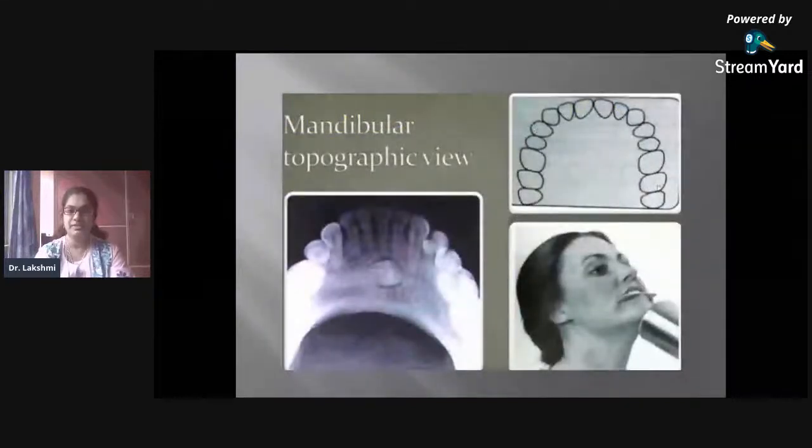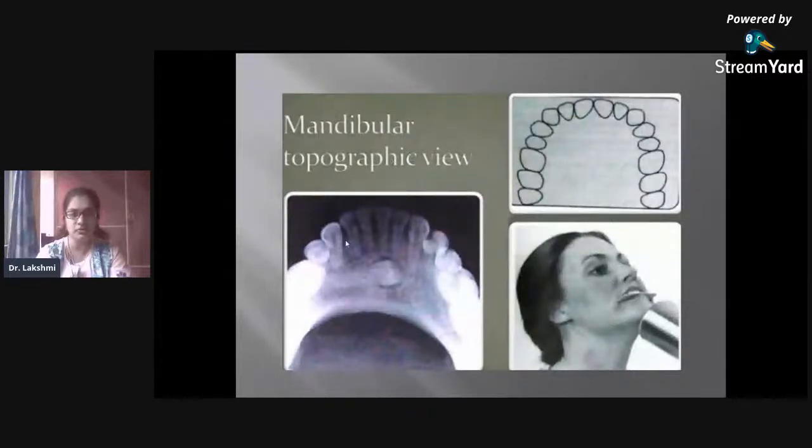See this. The film is placed in the mouth like this, pushed a little behind, and then from the tip of the chin, the x-ray is entering. And how the view looks is like this. Canine to canine is well visible, and there is an impacted tooth or something here. Can you visualize this radiopacity, maybe an odontome also? So these things are visible.